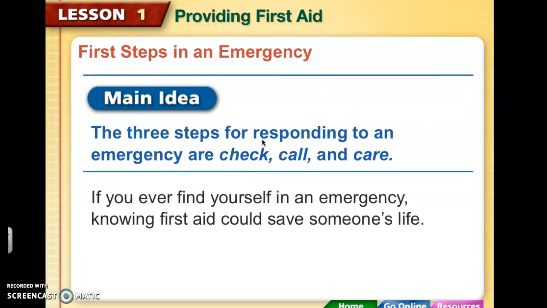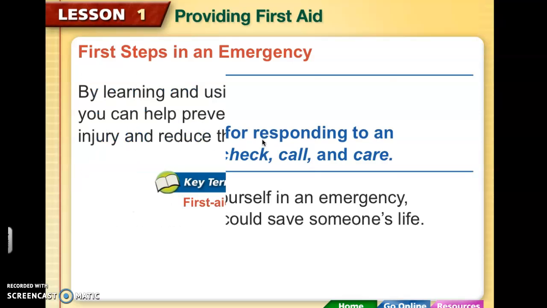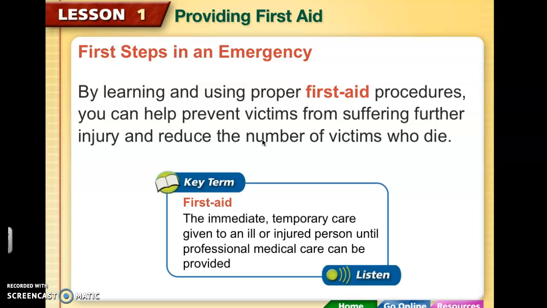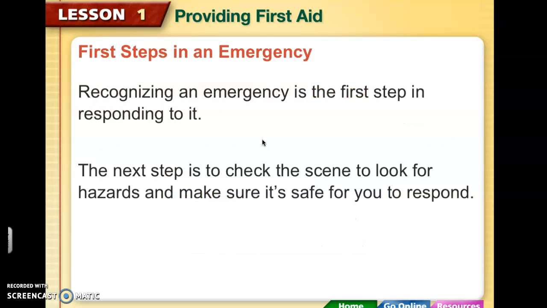So the first thing to do is, if you ever find yourself in an emergency, know that first aid can save somebody's life. By learning simple first aid procedures, you can prevent the victims from suffering further and reduce their chance of injury and increase their chance of survival. So first aid is the immediate and temporary care given to an ill or injured person until medical professional care can be provided. So the first thing is to recognize that there is an emergency.